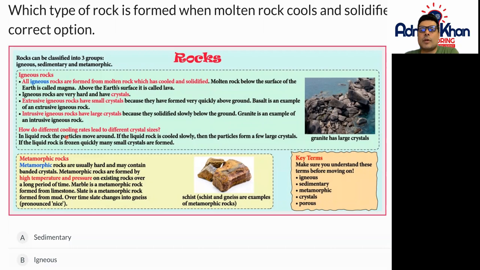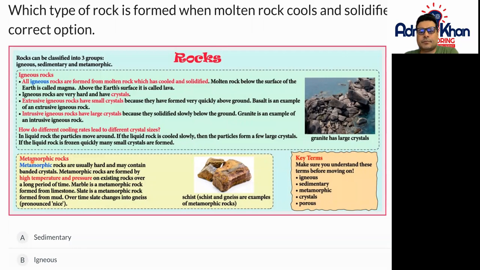So how do different cooling rates lead to different crystal sizes? In liquid rock, the particles move around. If the liquid rock is cooled slowly, then the particles form a few large crystals. If the liquid rock is frozen quickly, many small crystals are formed.